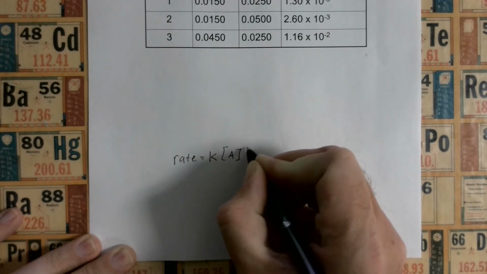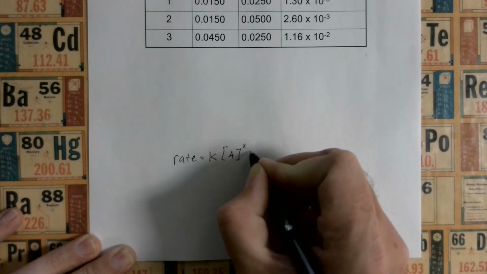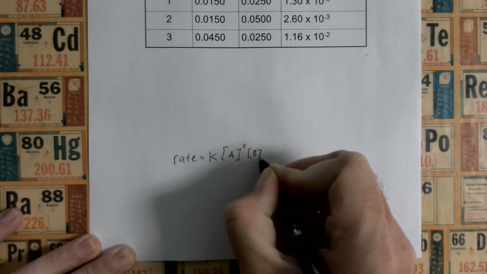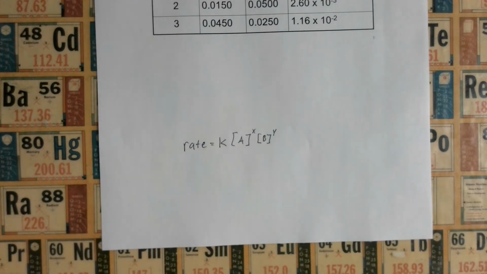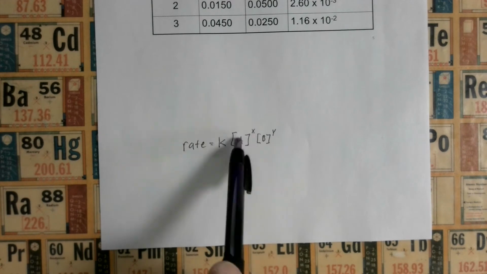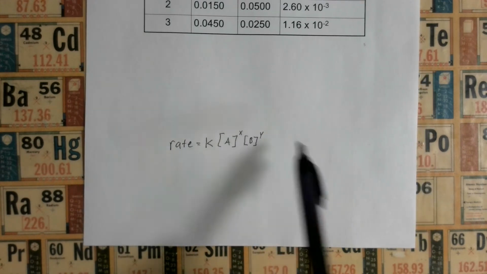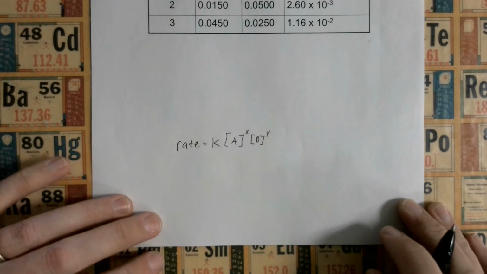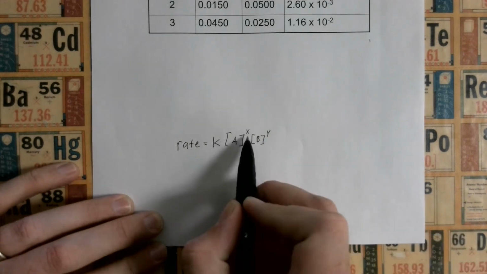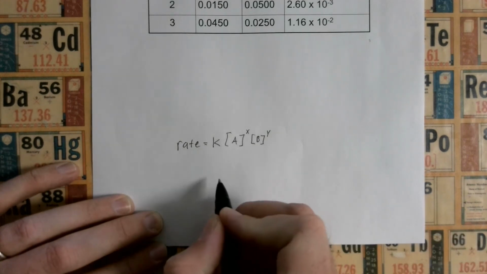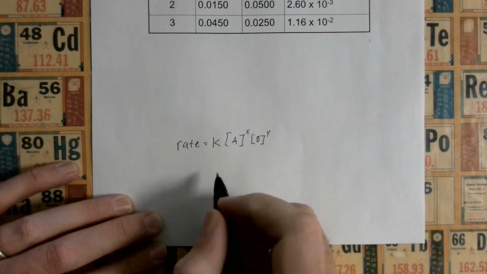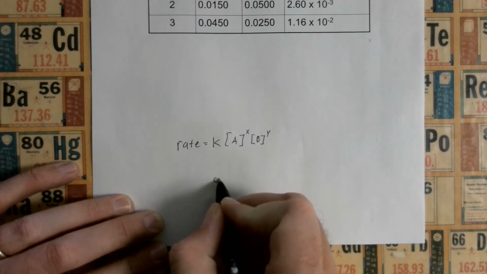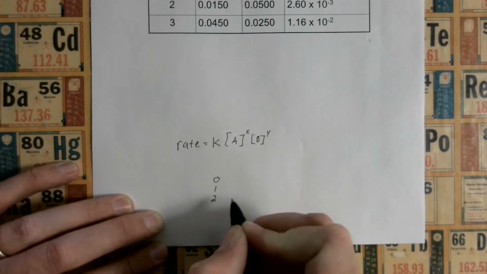concentration of A raised to some power, concentration of B raised to some power. And so it would look something like this, where these are your reactants. The powers are what we call the orders with respect to those reactants. These can be any number. They can even be negative, they can be decimals, but for our purposes, for this class, they're going to be 0, 1, or 2. Okay?